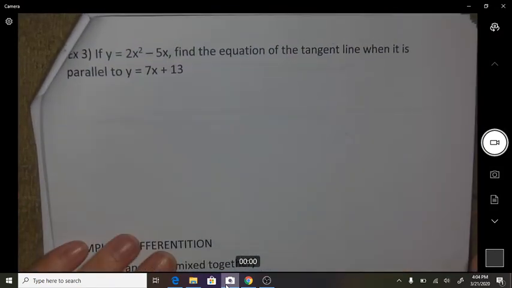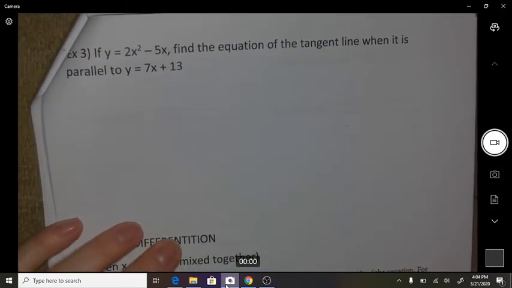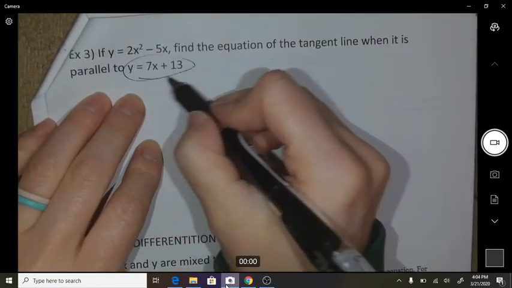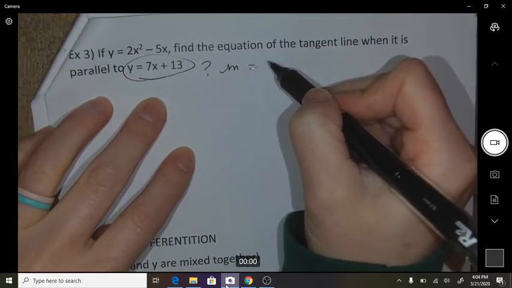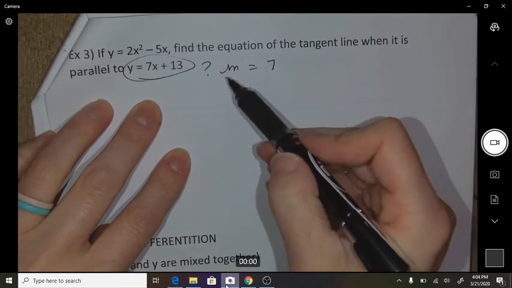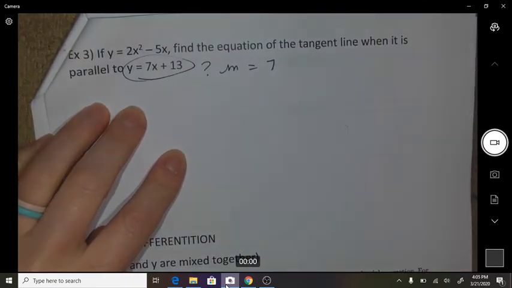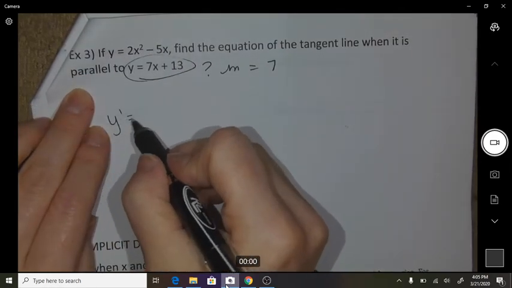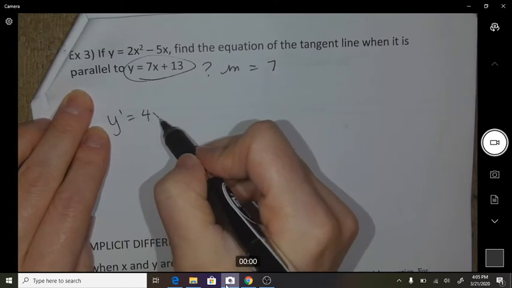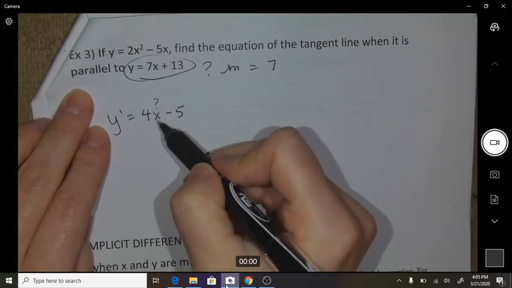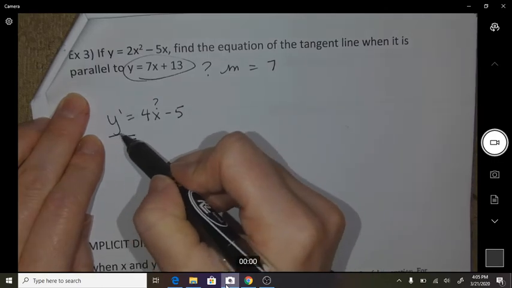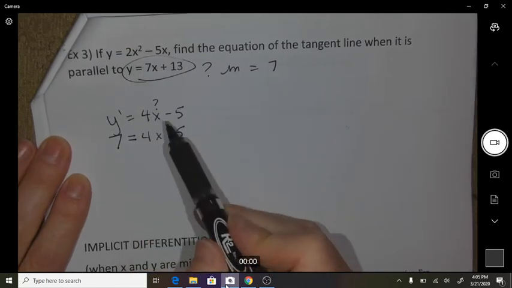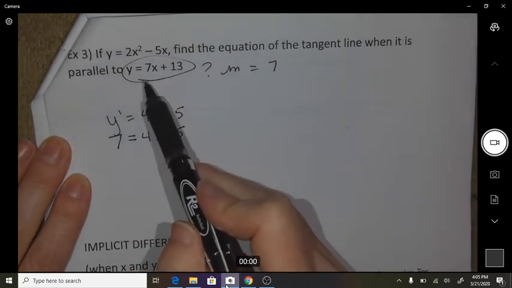Okay, last one. Find the equation of the tangent line when it's parallel to this line. Okay, so first of all, what is the slope of this line? It will be 7 because mx plus b. So the slope of this is 7. Okay, so what is the slope of our line? So I'm going to derive. So the slope of this is 4x minus 5. I want to know when is the slope equal to 7. That's what I'm wanting to know now. When is the slope equal to 7?